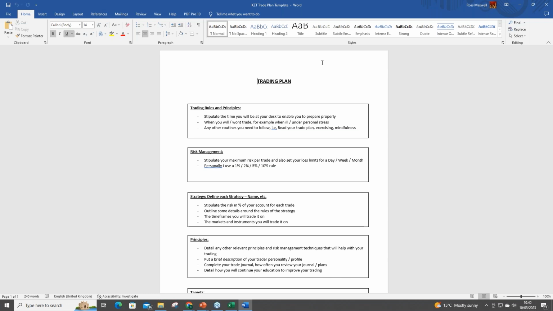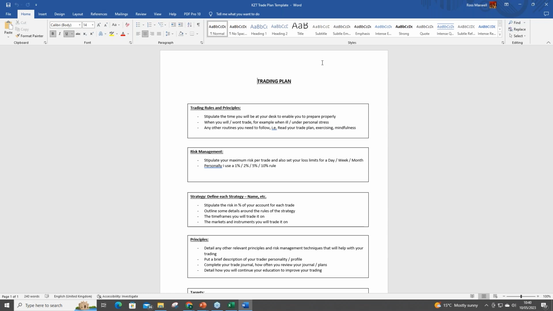I then have risk management strategies. So you want to stipulate if you have any risk parameters, so how much you're going to risk per trade, if you have any loss limits. So do you have a maximum amount that you're going to be prepared to lose on a day, a week, a month before you stop trading and analyze your performance?